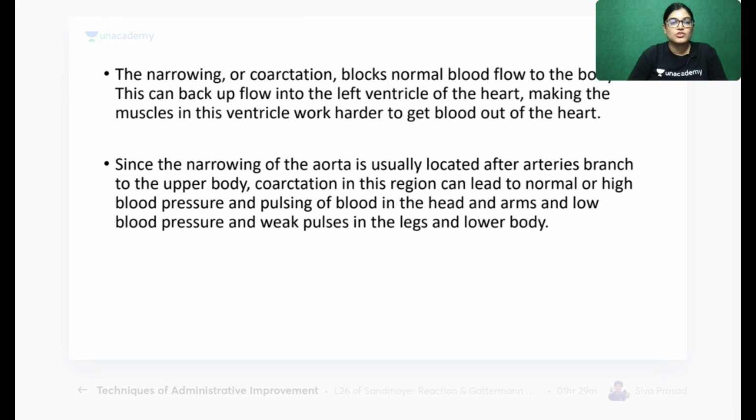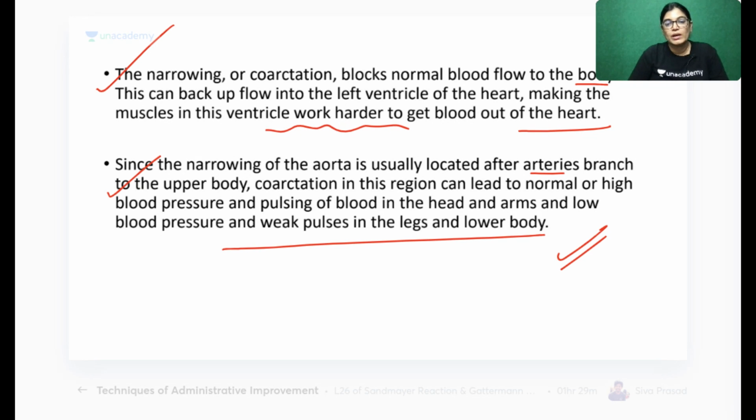of the arch of aorta, there is narrowing or coarctation, and the normal blood flow of the body is affected. The backflow of blood into the left ventricle makes the muscles of the left ventricle work more to pump out the blood. Since the narrowing of the aorta is usually located after the arteries and branches to the upper part of the body have been given off, there will be high blood pressure in the upper limb, head and arms, but we will see weak blood pressure in the lower limb or the legs. These are the clinical features seen in a patient with coarctation of aorta.